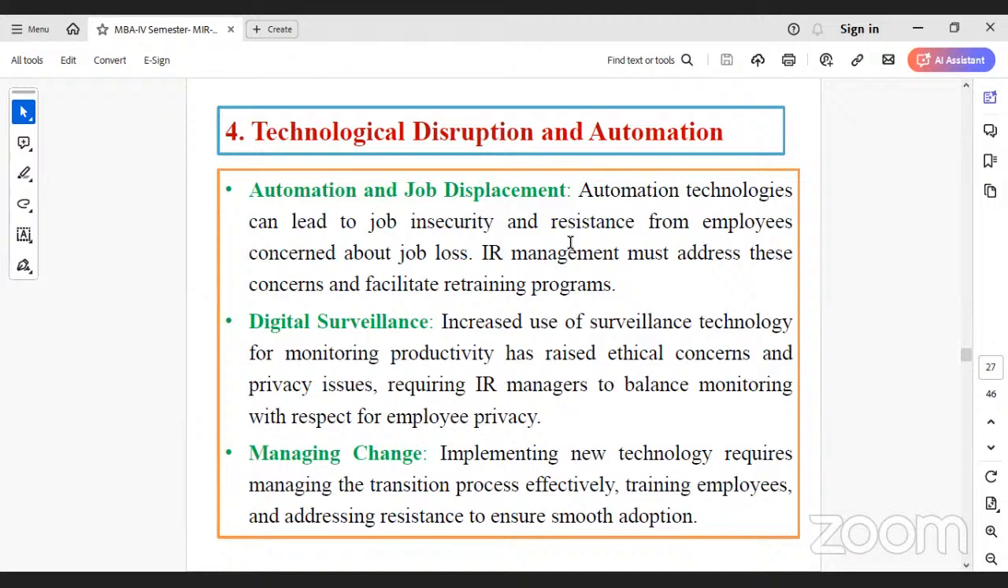So implementing new technology requires managing the transition process effectively, training employees, and addressing resistance to ensure smooth adoption.